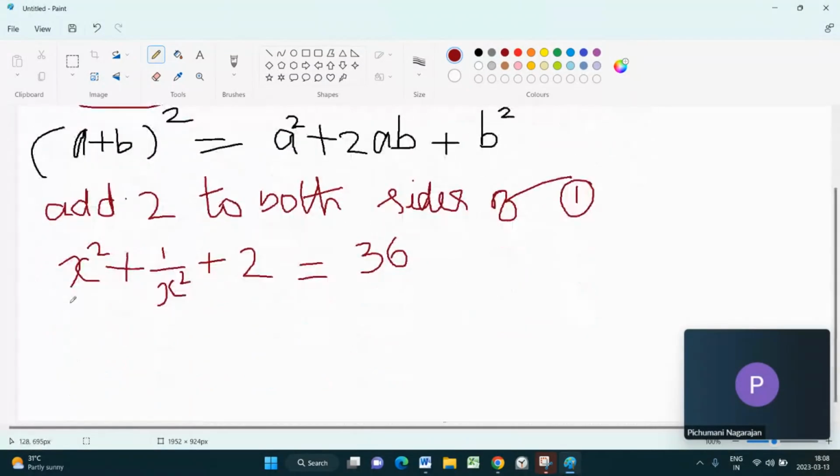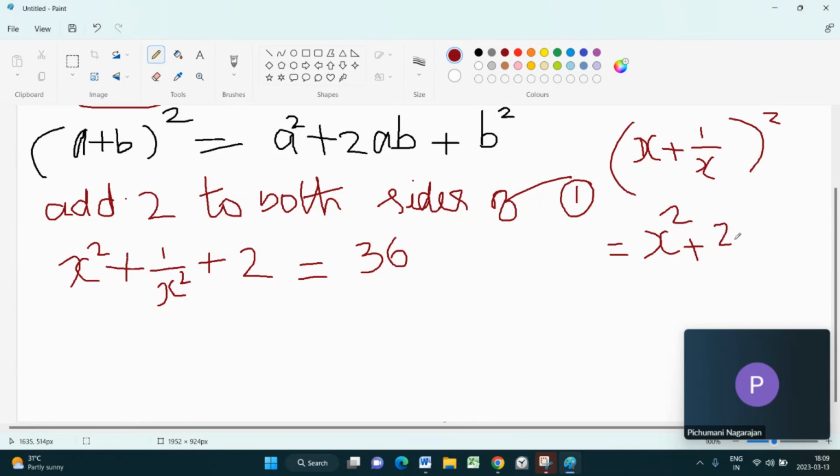Now, this is in the form of a plus b whole square. If I take x plus 1 by x whole square, which is equal to, taking a is equal to x, b is equal to 1 by x, a square which is x square plus 2ab, 2 into x into 1 by x, plus b square, 1 by x square. 1 by x whole square is 1 by x square.